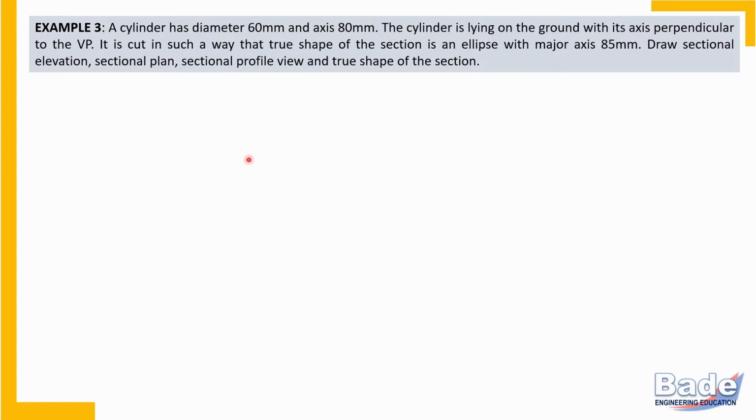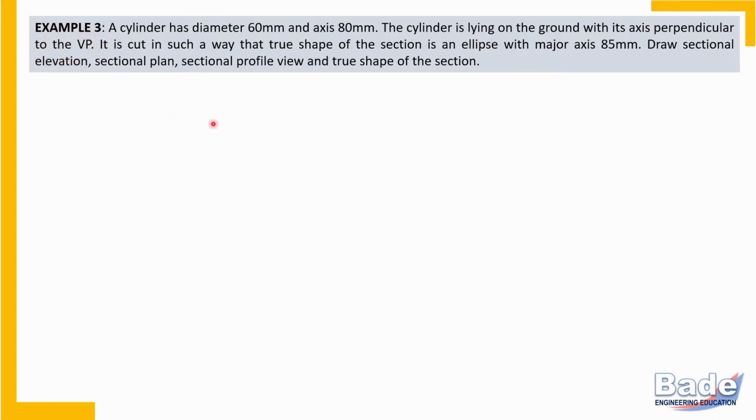Okay. Now something new in this problem. Earlier, in all problems we solved, the axis was vertical in each of those problems. When the axis is vertical, the true shape of the base appears in the top view. In this problem, the cylinder is lying on the ground with its axis perpendicular to the VP. Now the axis is perpendicular to the VP. So the true shape of the base appears in the front view.